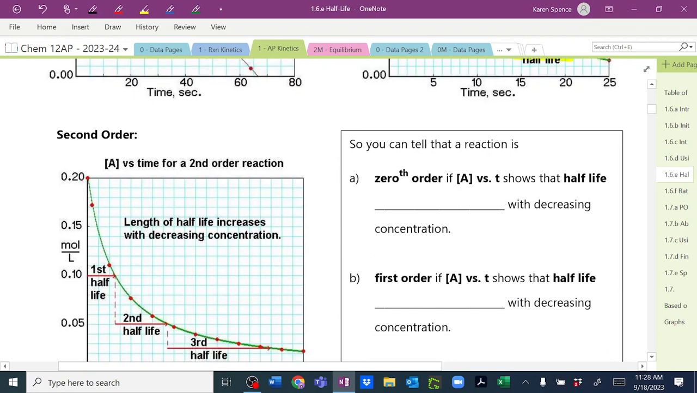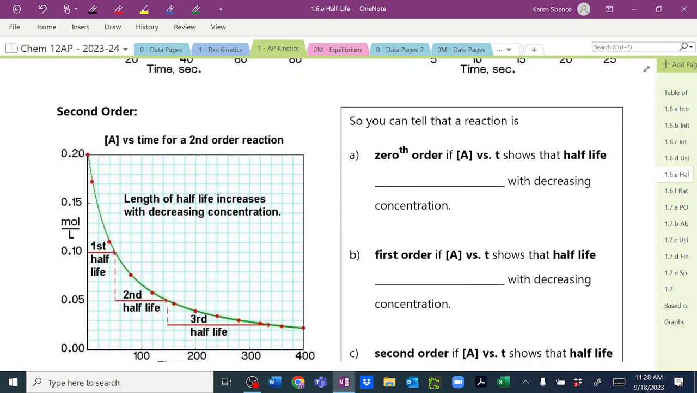And same thing for second order. You can see the curve is more curvy. And so in fact, the half-life gets greater over time. So we have a shorter first half-life, longer second half-life, and an even longer third half-life. So not a constant half-life.